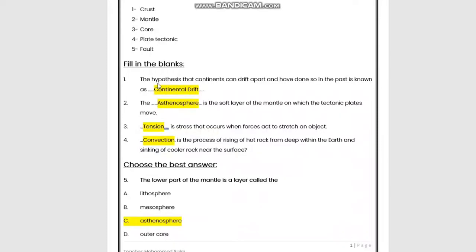Second one: the asthenosphere is the soft layer of the mantle on which the tectonic plates move. If you want extra information about this one, you may go and read the picture inside the book. Third one is about tension. Tension is a stress that occurs when forces act to stretch an object. Convection, the fourth and last one in this chapter, is the process of rising of hot rock from deep within the earth and sinking of cooler rock near the surface. This is something important which explains the convection process.